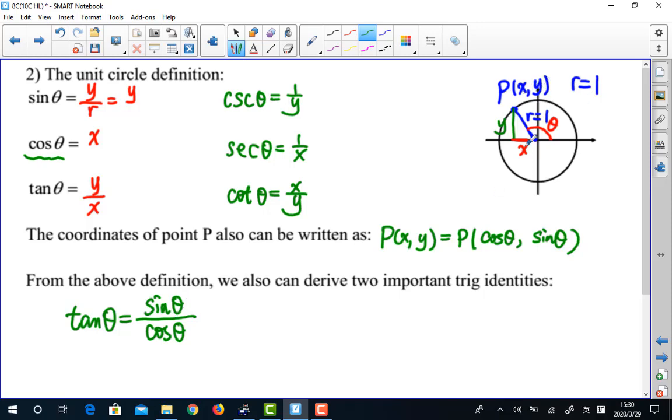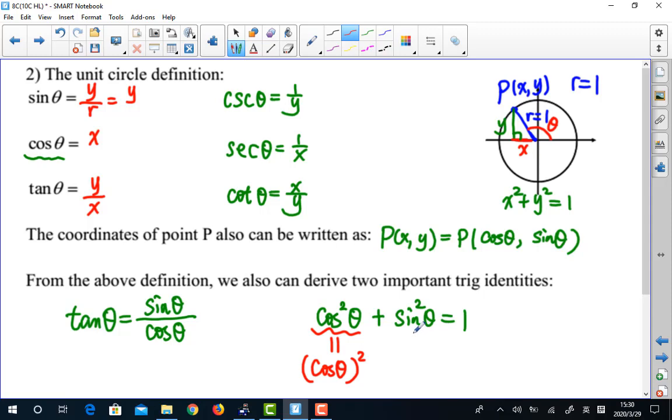X and y and this one, they form a right triangle. Therefore, x squared plus y squared equals 1 squared, which is 1. And this x right now is cosine theta. So cosine theta squared plus sine theta squared equals 1. And this is a representation for cosine theta squared, which is the same as cosine theta bracket squared. This one is sine theta bracket squared. We can ignore the brackets.